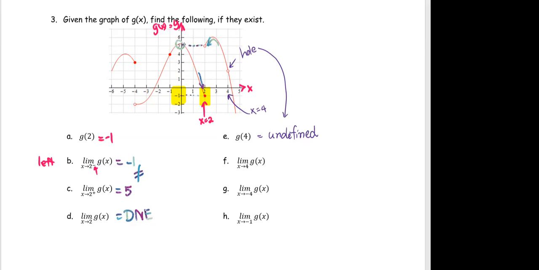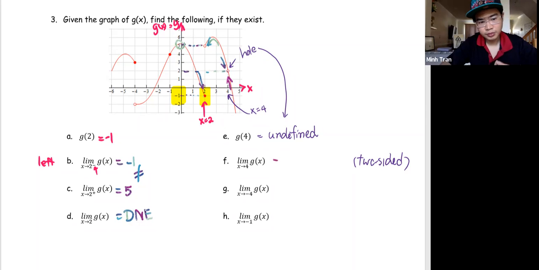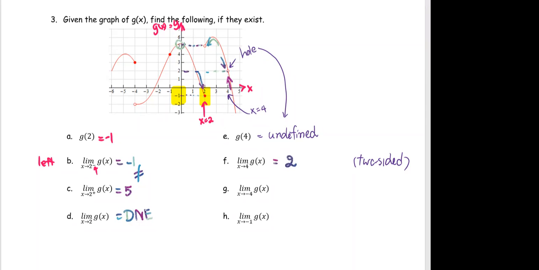Next, the limit of g as x approaches 4. You do not see the superscript plus or minus sign. This one, you look at the two-sided limit as it comes toward x equals 4 from both sides, left and right, and they both target the same number. Can you see? They target the same function value. So this two-sided limit equals 2.